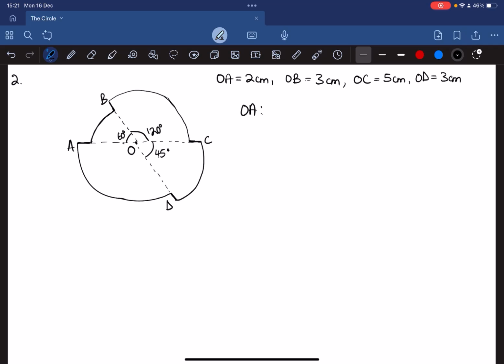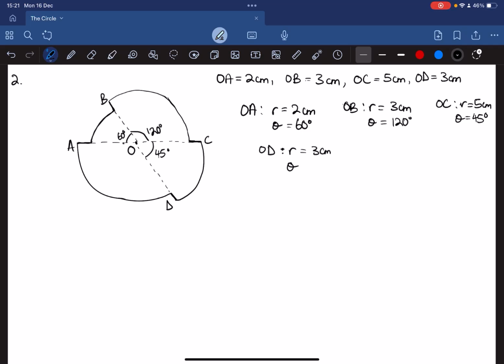So OA, our radius for OA is 2 centimeters, and our theta is equal to 60 degrees. OB, R is 3 centimeters, and theta is 120 degrees. For OC, our R is equal to 5 centimeters, and our theta is 45 degrees. OD, R is equal to 3 centimeters.